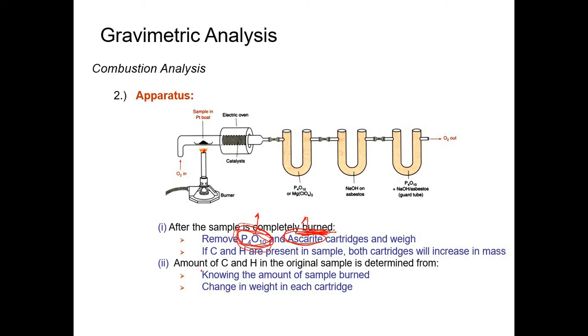Now, the amount of carbon and hydrogen in the original sample is determined from the amount of sample burned and the change in weight in each cartridge. Right? Because what the cartridge absorbed is not exactly carbon or hydrogen, but carbon dioxide and water. But those are stoichiometrically equivalent to carbon and hydrogen respectively.